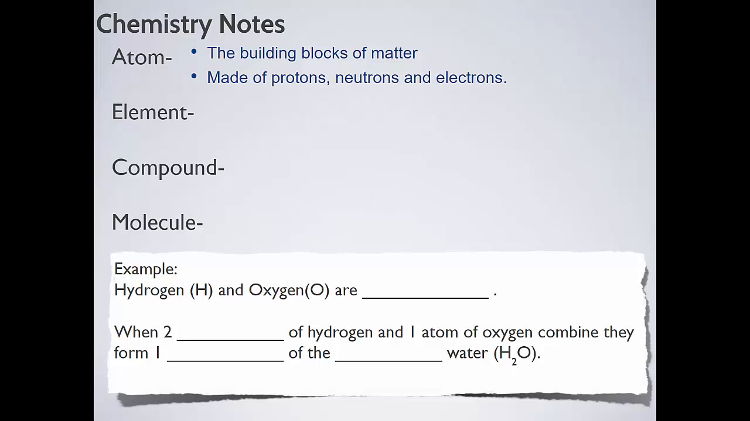Through experimentation, scientists have learned how an atom is built. That diagram you saw in the very first slide is one model of an atom. It's actually not really that accurate. We'll talk about why a little later on. So atoms are the building blocks of matter. They're made of protons, neutrons, and electrons. Elements are pure substances that cannot be separated into smaller substances.